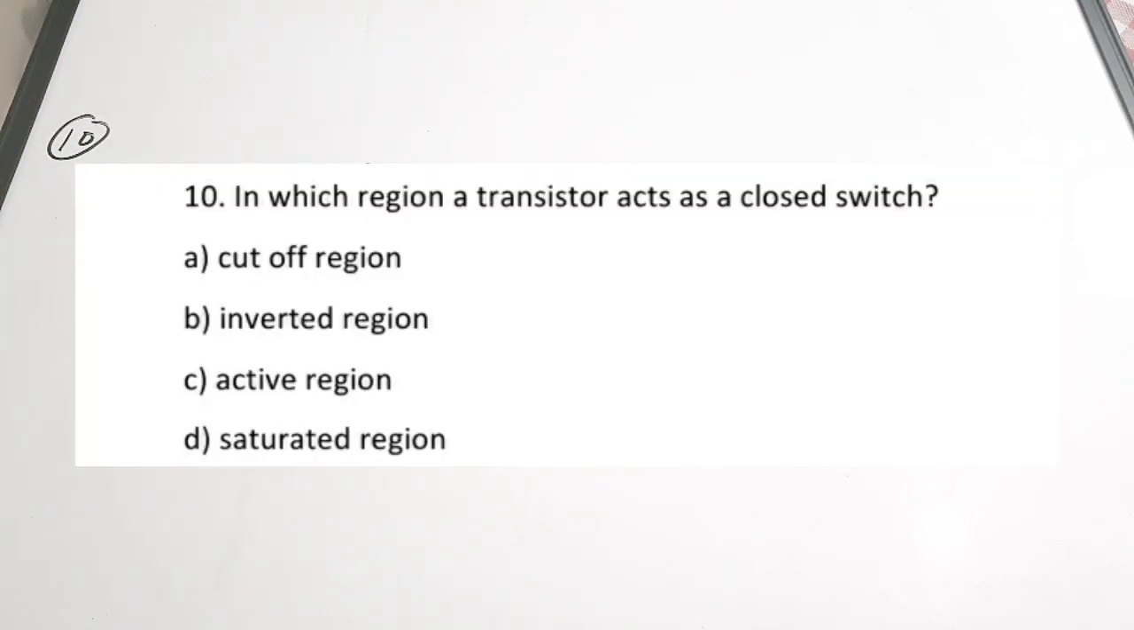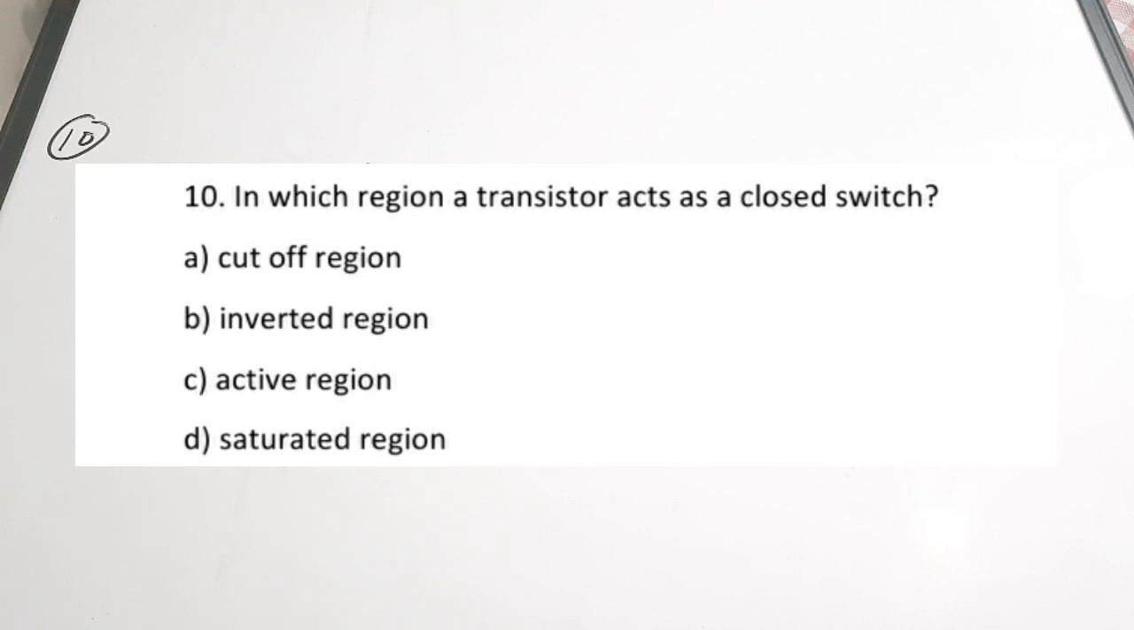Tenth question. In which region does a transistor act as a closed switch? This is very important. You should know when the transistor is acting as a closed switch and when it is acting as an open switch, because the transistor has a very important property that it can act as a switch. So in which region does the transistor act as a closed switch? A, cutoff region. B, inverted region. C, active region. D, saturated region.